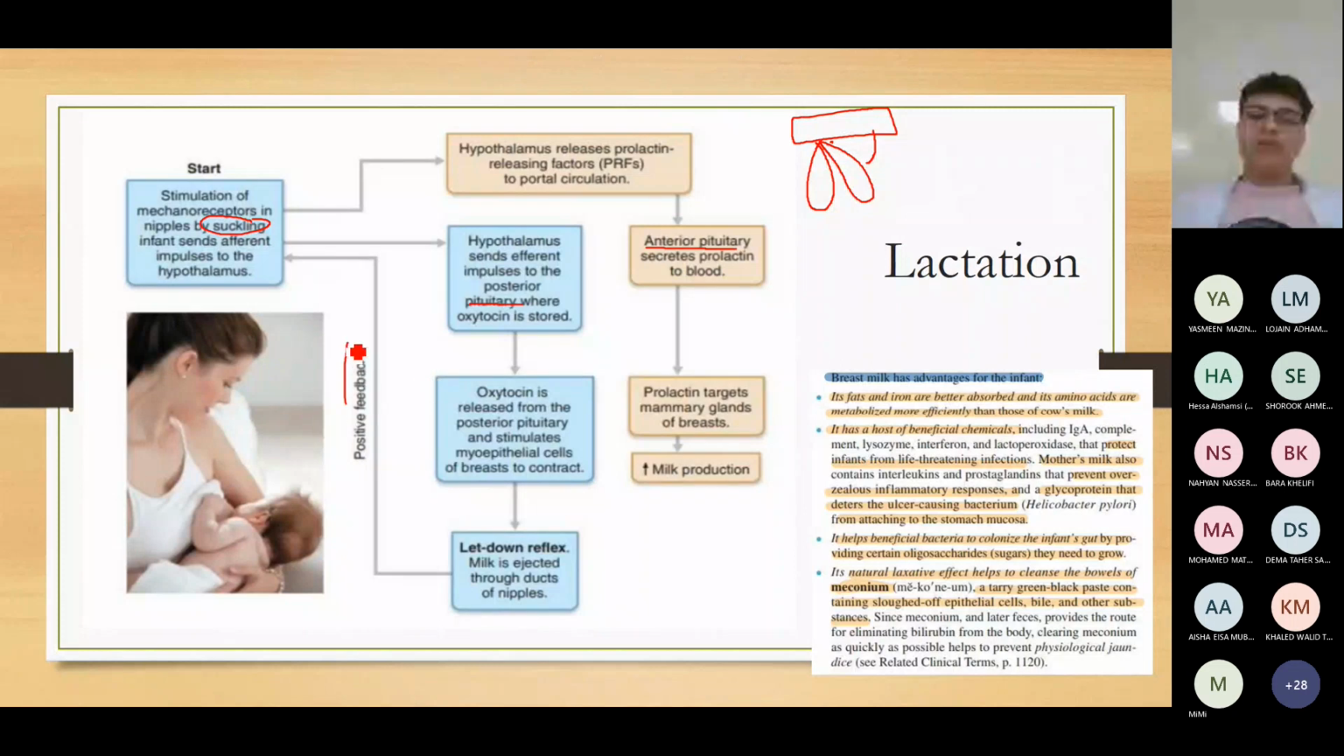And as you guys studied before, we have a positive feedback. So the more the stimulus, the more the letdown reflex, the more the ejection of the milk. This is one of the most important positive feedbacks that is going to be repeated in many years. This is a positive feedback where basically the more the suckling, the more the what? The more the oxytocin is going to be produced, the more letdown of milk.